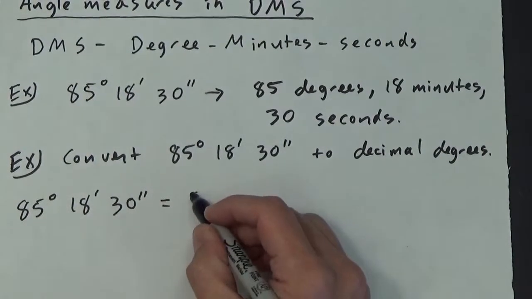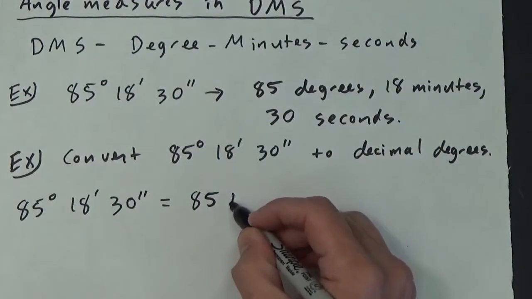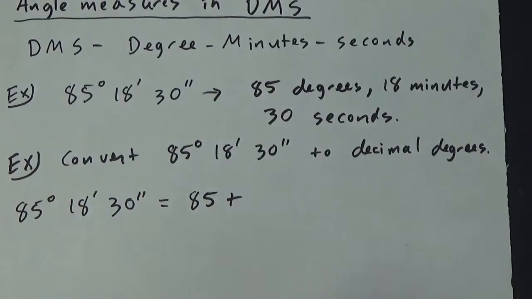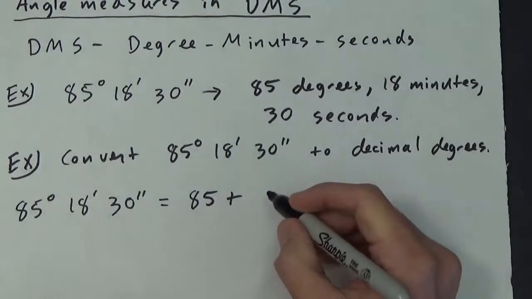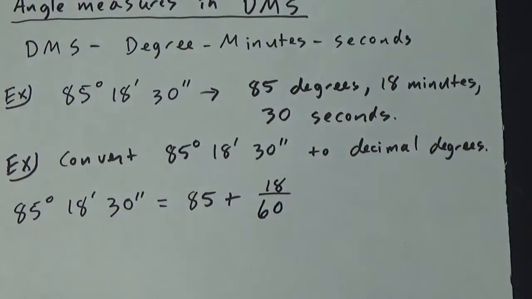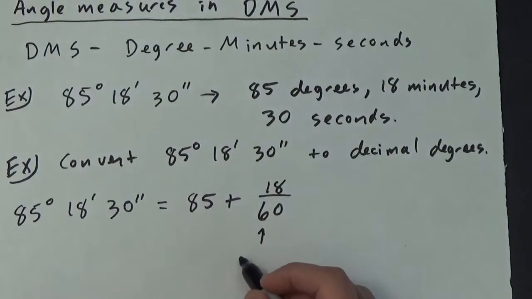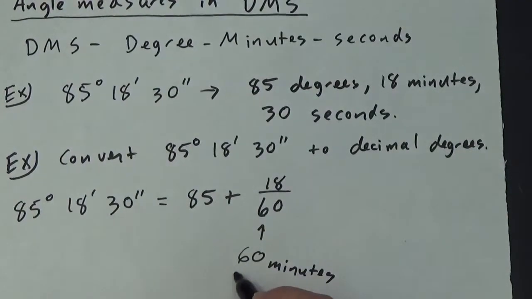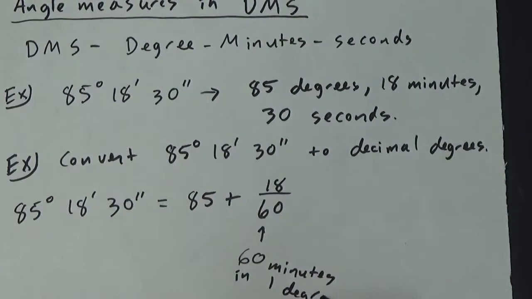Okay, so now the degrees are already in degrees, so you don't have to do anything with that. But then we have to convert the minutes into degrees. And so it's pretty consistent with time. When you ask how many minutes are in a degree, it's the same question as how many minutes are in an hour. And so we do have 60 minutes in 1 degree. So we'll take our 18 and divide it by 60.